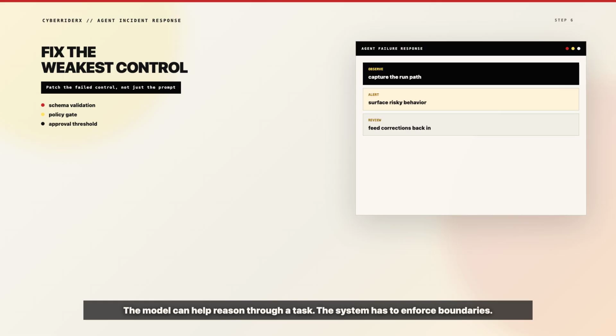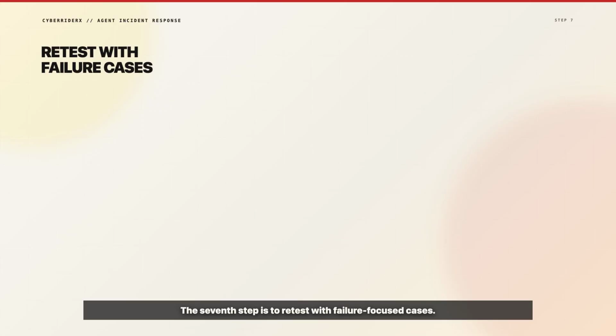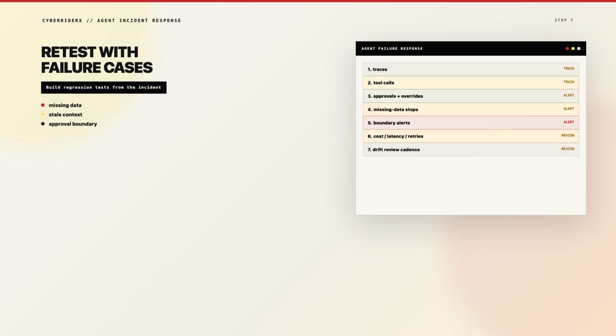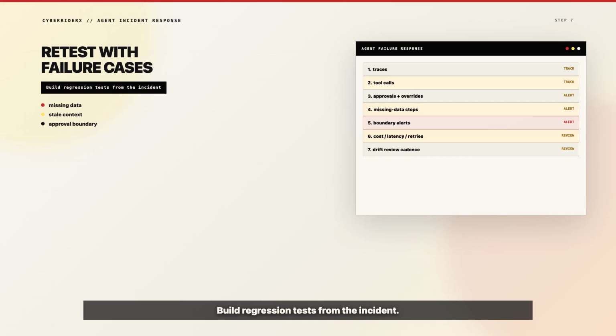The model can help reason through a task. The system has to enforce boundaries. The seventh step is to retest with failure-focused cases. Do not only rerun the happy path, build regression tests from the incident. If the agent skipped a lookup, create a test where that lookup is required. If it acted with missing evidence, create a missing data test. If it crossed an approval boundary, create a boundary test. If it used stale context, create a stale context test, then run nearby cases. A single incident usually points to a family of failures.